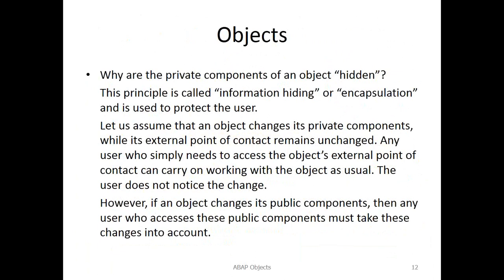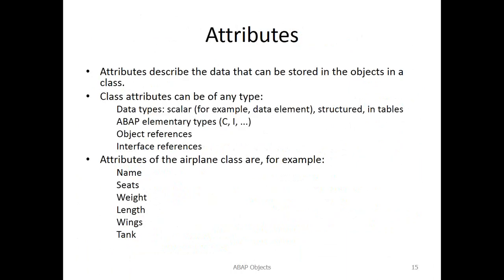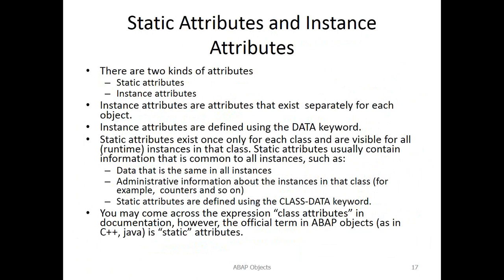These are all self-explanatory. Just keep in mind, an attribute is like a property, a method is like a behavior. Name, seats, weight, length, wing, tank, these are the attributes. There are also two types of attributes, static and instance.